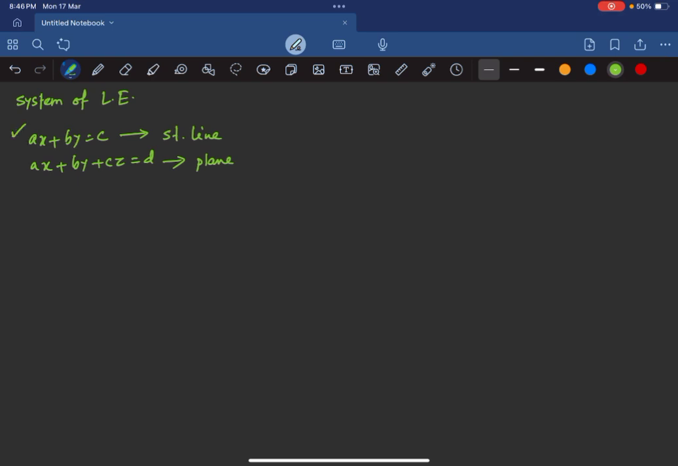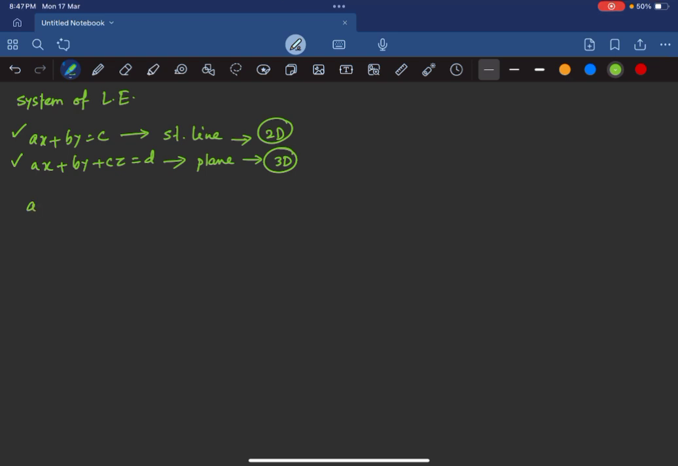Now, if you observe these two equations carefully, there is no square and no multiplied form like xy or yz. So these equations are known as linear equations. The first equation is a straight line, which means it is in 2D. This equation is the equation of a plane, which means it is in 3D.